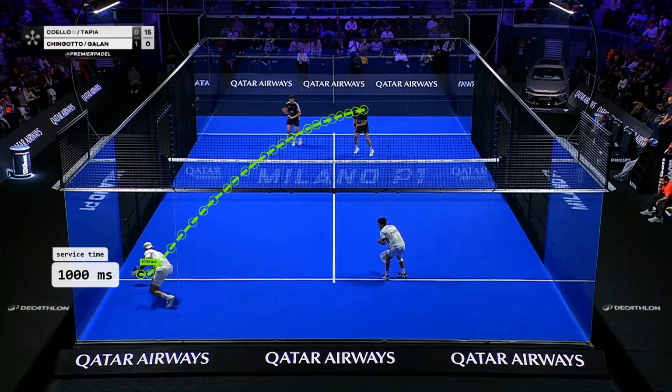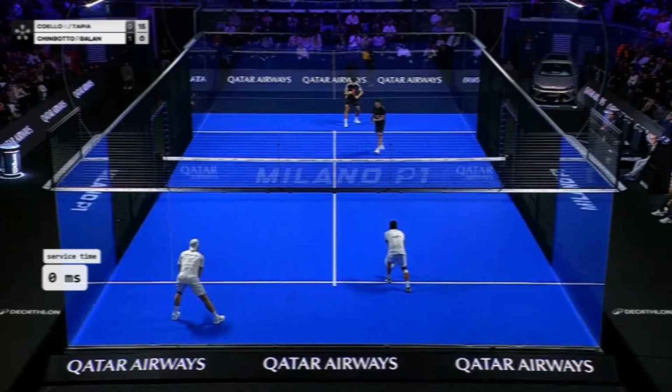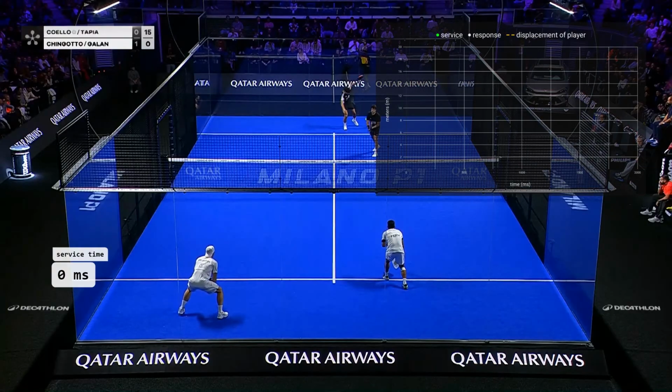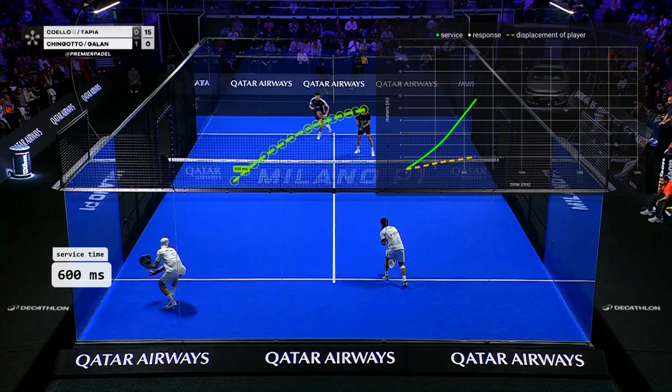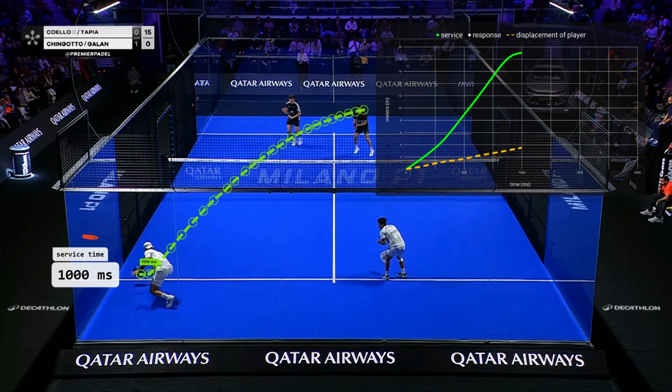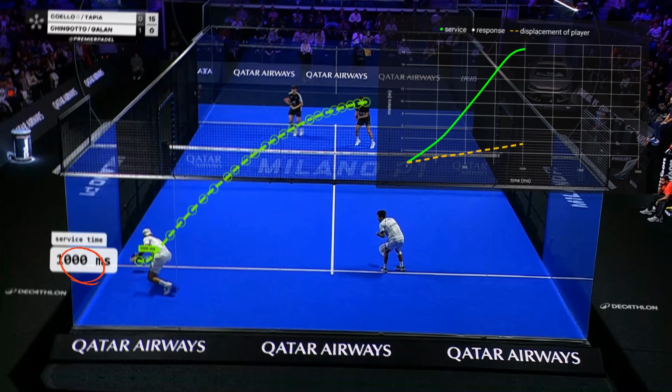How much time elapses between a service and the receipt of the same? Here we can see that the time between the service and its reception is 1000 milliseconds, or 1 second. It should be noted that this data can vary significantly depending on various factors. Now let's look at the second question.